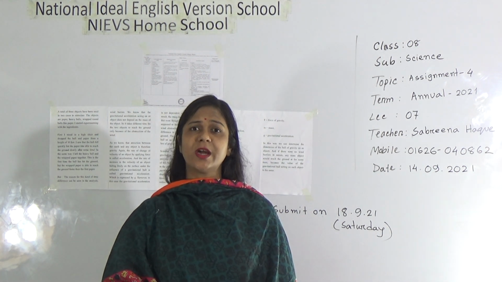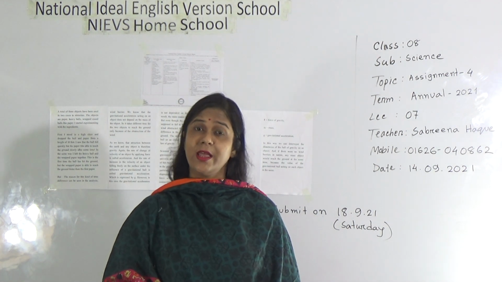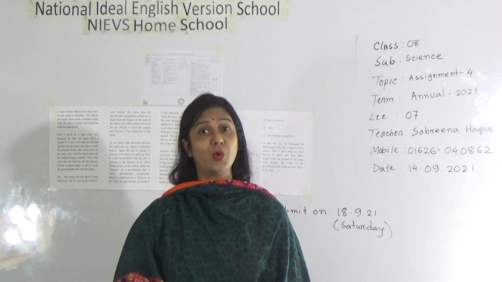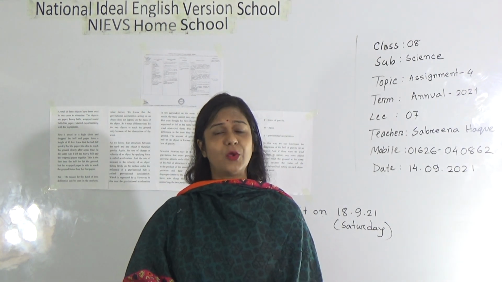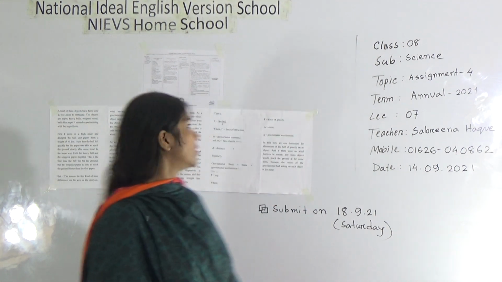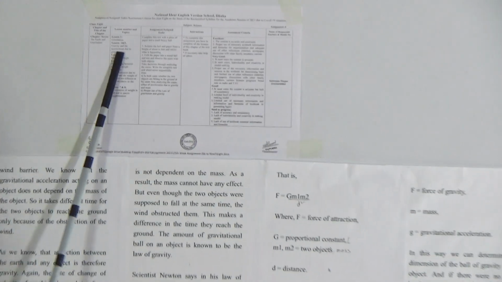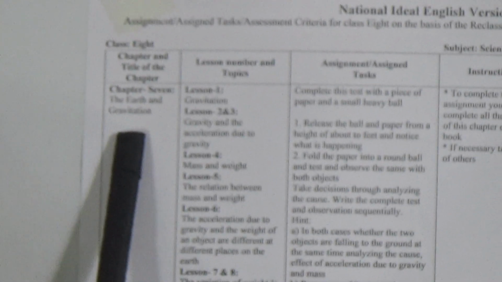Dear students, today I am going to take a science class for class 8 students based on Assignment 4, and this is the demo class of your assignment. You have to do this as it is your own work and you can follow. Let us move forward to this topic. This is assignment number 4, which came from chapter 7, the Earth and Gravitation.